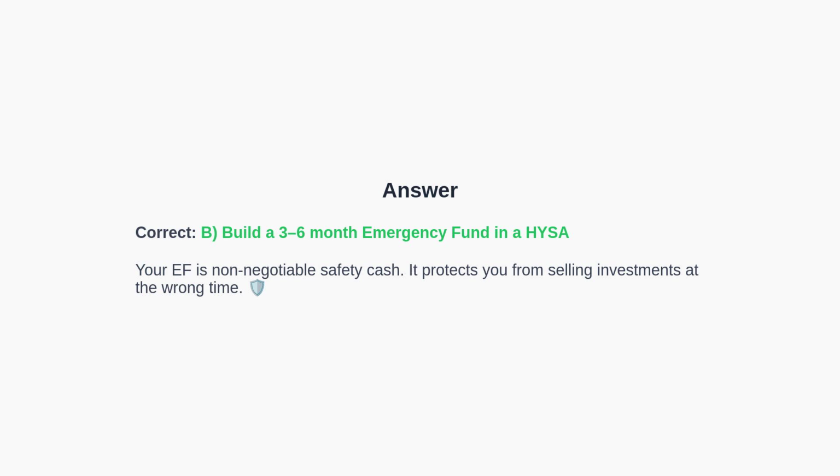The correct answer is B. You should first build a 3 to 6 month emergency fund in a high-yield savings account. This cash buffer prevents forced selling during downturns and reduces financial stress. With that foundation reinforced, let's continue to the second quiz question.